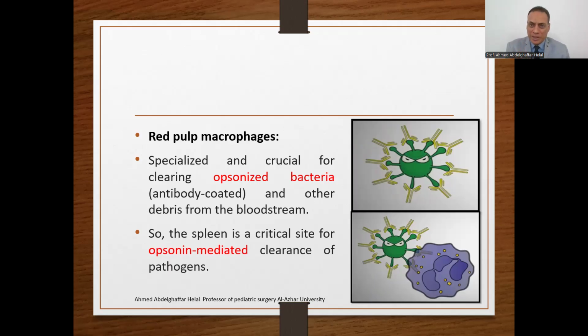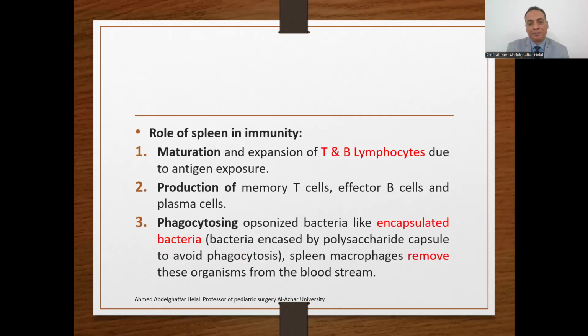What do we mean by encapsulated? It's surrounded by a polysaccharide capsule. Bacteria surrounded by polysaccharides can escape the immune system. It's very important for all pediatric surgeons to understand this point very well. So the opsonized bacteria will be trapped here, and the opsonization will happen here inside the red pulp of the spleen. So to summarize, you can put these items in front of you.